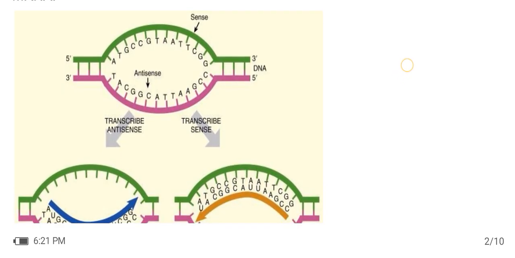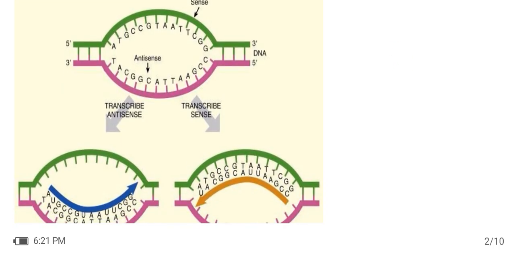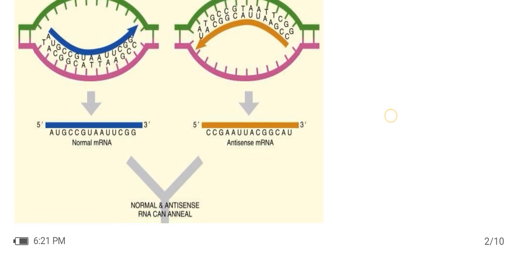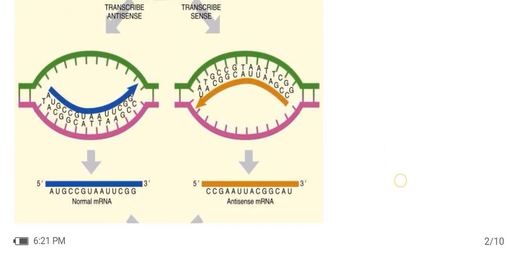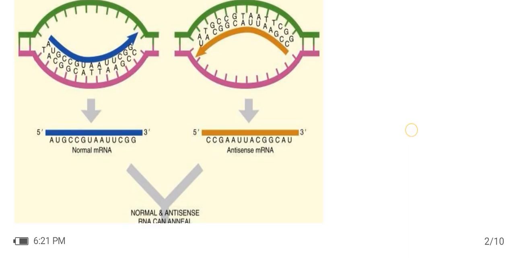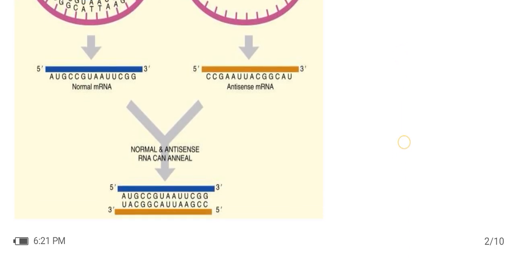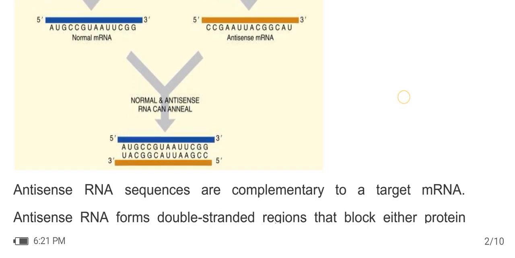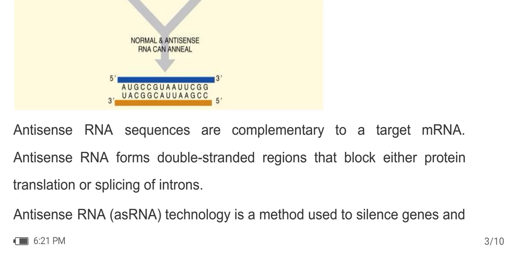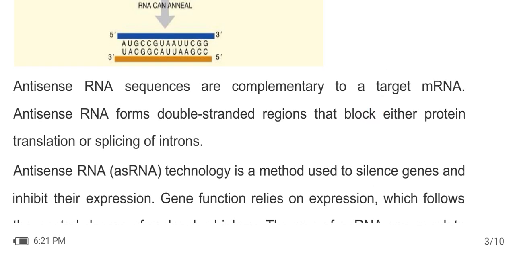Transcribe the sense strand to get normal mRNA; transcribe the antisense strand to get antisense RNA. Normal and antisense RNA can anneal. Antisense RNA sequences are complementary to a target mRNA. Antisense RNA forms double-stranded regions that block either protein translation or splicing of introns.